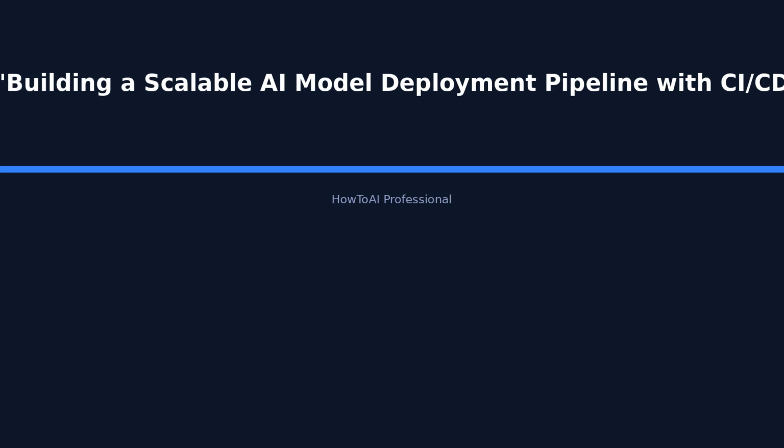Conclusion. And there you have it. We've walked through 10 essential steps for building a scalable AI model deployment pipeline with CI/CD, from understanding your requirements to successfully scaling your pipeline. Remember, the key to effective deployment lies in planning, automation, and continuous improvement.